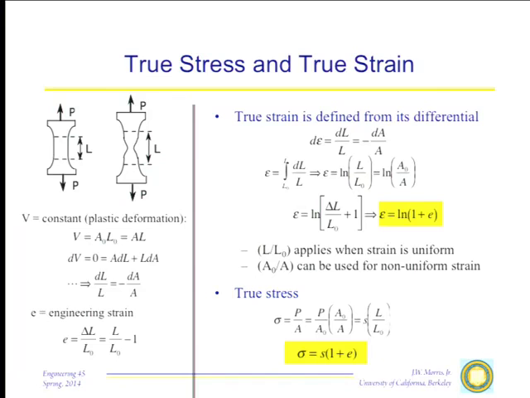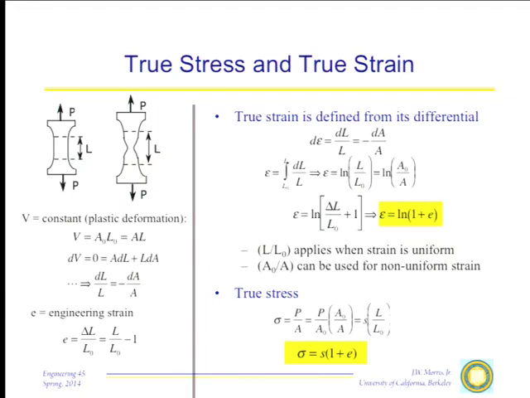If I am dealing with a situation in which the strain in the specimen is uniform, so that dl over L is the same all along the length, then I can get the true strain by just integrating this. And I get that the true strain is log of L over L0, where L is the current value of the length and L0 is the original value. It's actually more useful to define this in a slightly different way. Substitute dA over A for dl over L, and I get the true strain is the logarithm of A0 over A, where A0 is the original area and A is the current area.